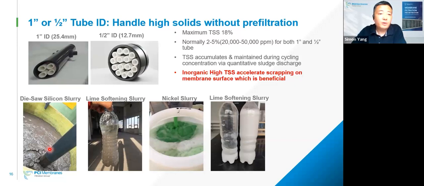The pictures right here show several types of slurry that TMF operates with. This one is a diisol silicone slurry. This one is from chemically enhanced lime softening, and this one is a heavy metal nickel hydroxide slurry, and this one is again a lime softening slurry. You can see the concentration is very high, but certainly the initial TSS might not be so high; it will be accumulated and maintained during cycling concentration.